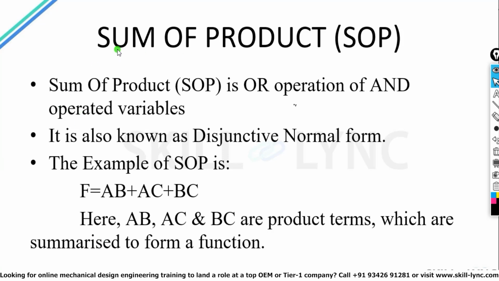SOP, as the name suggests, sum of product, is known as disjunctive normal form, as the disjunctive operation is the logical OR operation. This is the method of simplifying or minimizing the Boolean expression where the variables are operated by the AND operator to create the product terms, and after that all the product terms are summed up using the OR operation. The final function that you get is known as the SOP representation of the function.